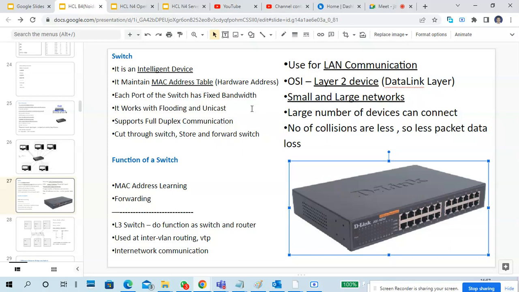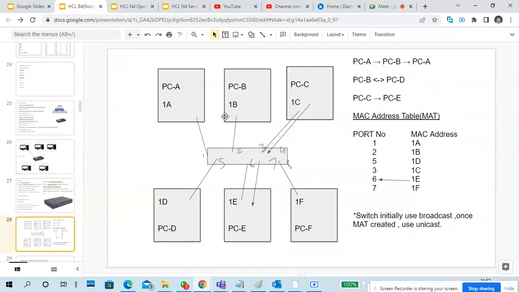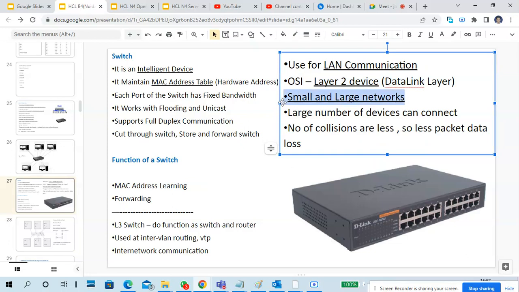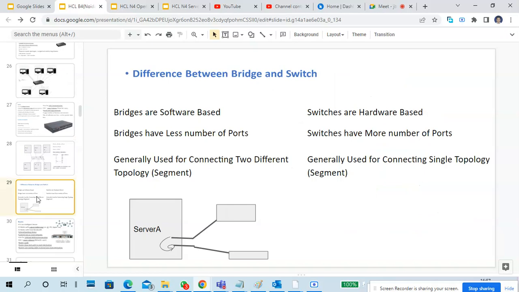Okay, so there is another piece of information, guys. A switch is an intelligent device. A switch understands MAC addresses and creates a MAC address table using the MAC addresses of the devices and the port numbers of the switch. A switch is used for LAN communication. It is a layer 2 device used for small and large networks. We can connect a large number of devices because a large number of ports are there. The number of collisions is less because of the MAC address table, so obviously there is less packet data loss.